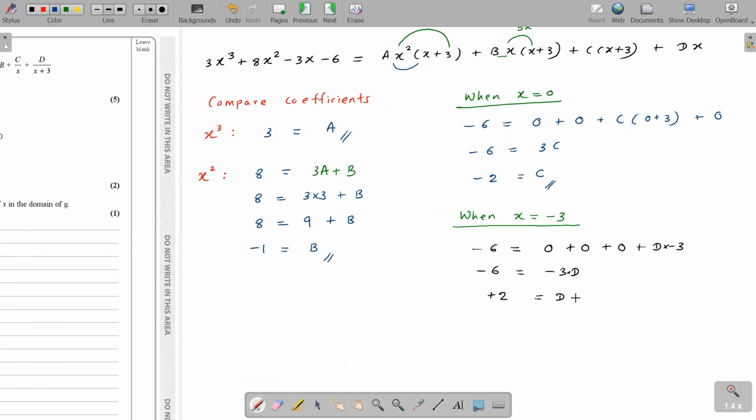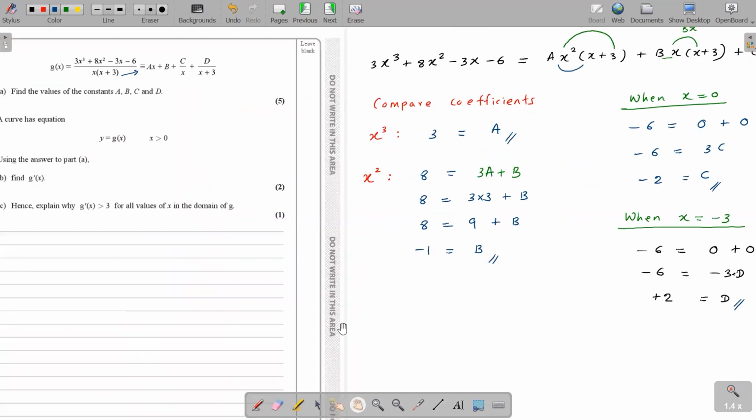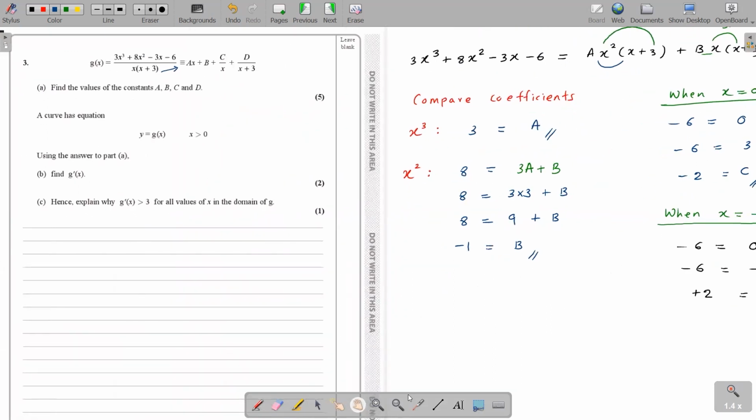Is this clear? Okay, then the next part, they ask you: a curve has the equation y equals g(x), meaning the top equation here. Using the answer to part A, find g dash x. Using the answer to part A means using the partial fraction format where they have broken it down. So using this format they wanted you to differentiate. Because you can see differentiating this big fraction is a big challenge. So they are asking you to use the answer. So you must use the answer. Who is our g(x)?